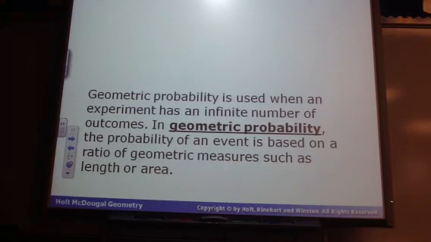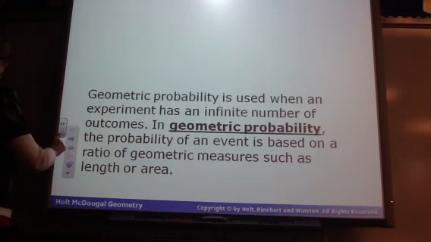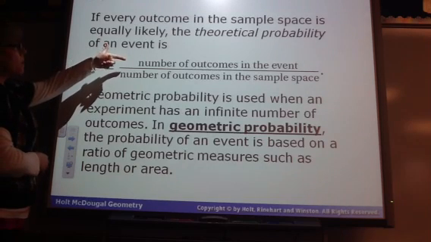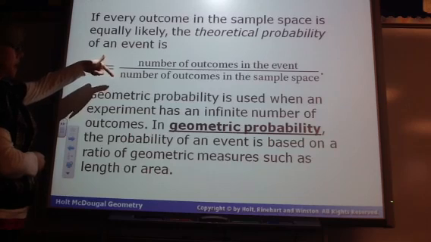Okay, geometric probability is used when an experiment has an infinite number of outcomes. In geometric probability, the probability of an event is based on a ratio of geometric measures such as length or area. Every outcome in this sample space is an equally likely chance. The theoretical probability of an event is the number of the outcomes over the sample space.